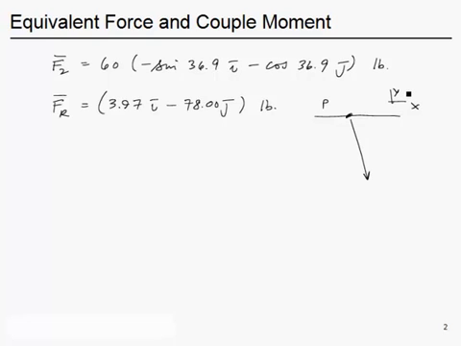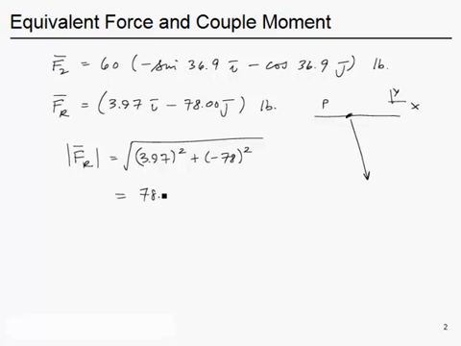We can find the resultant force, which is the square root of the sum of the squares. So Fr resultant is equal to the square root of 3.97 squared plus minus 78 squared. That turns out to be 78.1 pounds. And then the angle theta, let me define it this way.